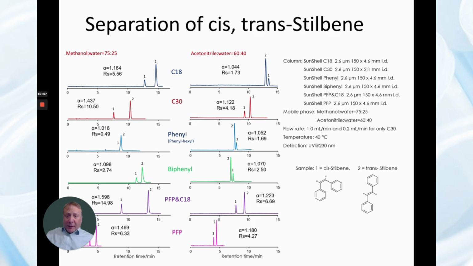Now finally, what about separation of isomers like cis and trans stilbene? And on the left, we have methanol and water. To the right, we have acetonitrile and water. And we're looking at C18, C30, phenol, biphenyl, PFP and C18, as well as the PFP column. And if you look on both sides, you can see that the PFP and C18 column has the best separation and the largest separation factor. Just something to look at, just showing some comparisons here.